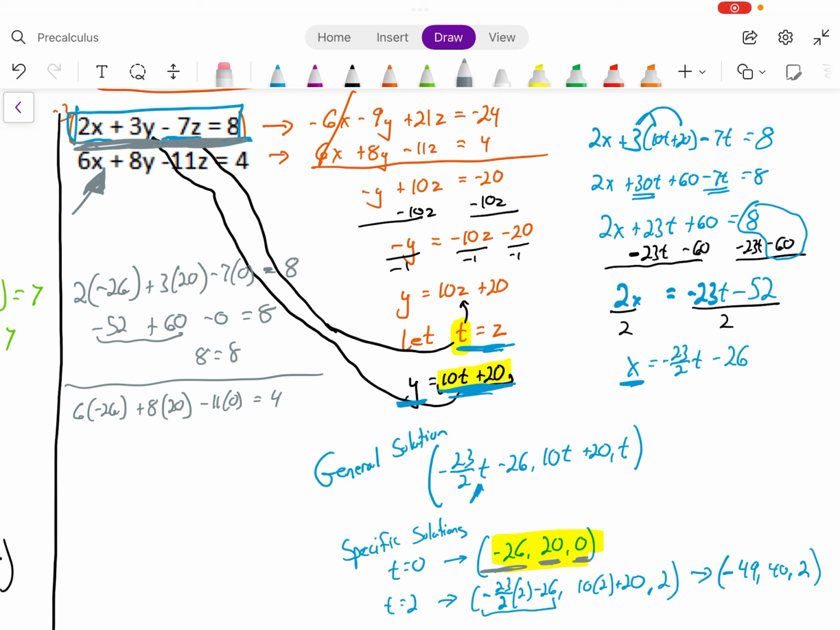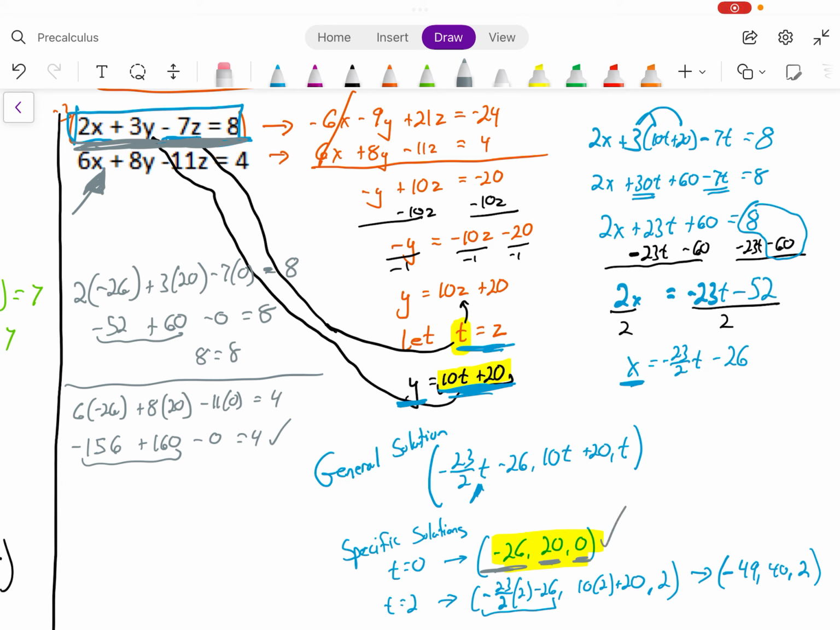6 times negative 26 is negative 162. No, negative 156. 8 times 20 is 160 minus 0. And that, in fact, also works. These equal 4. So there's a specific solution.